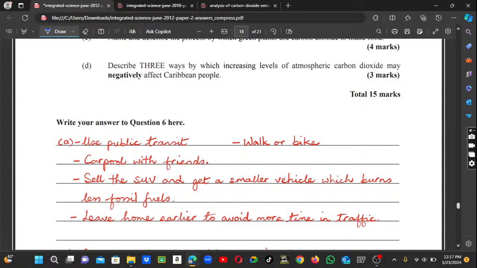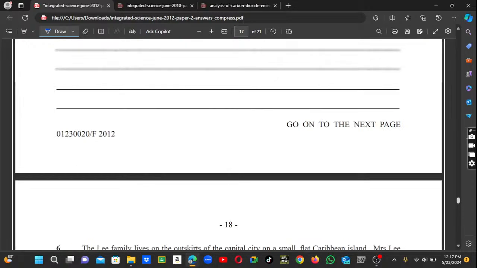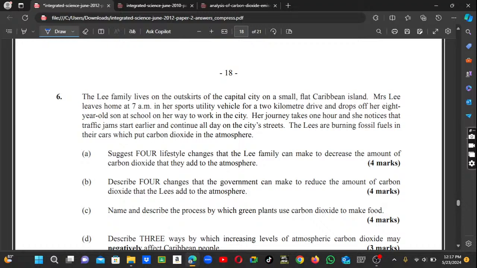All right. So the other question now, let me see what the other question is. It says describe 4 changes that a government can make to reduce the amount of carbon dioxide that Lee adds to the environment. So here, Lee adds a lot of carbon dioxide to the environment because Lee burns fossil fuel in their car, so we know that the car will burn a lot of fossil fuel, and fossil fuel contributes to carbon dioxide in the atmosphere.